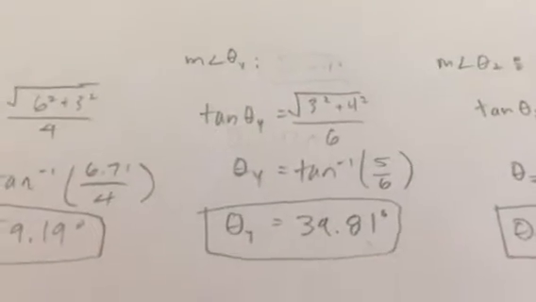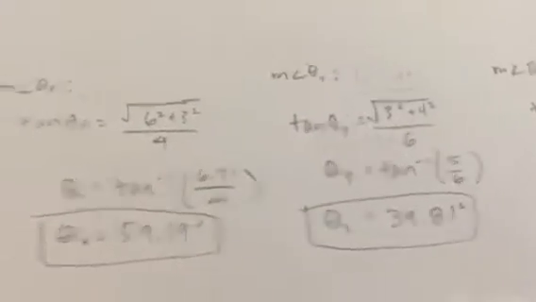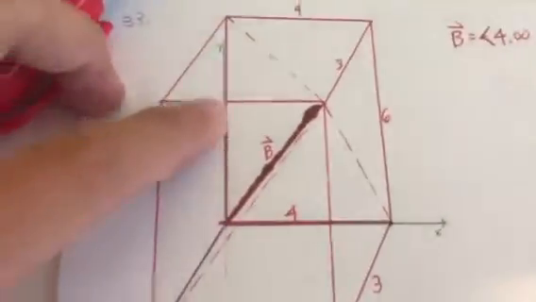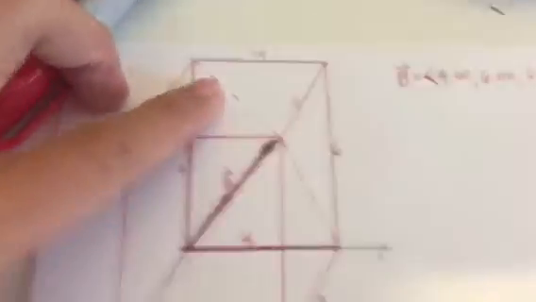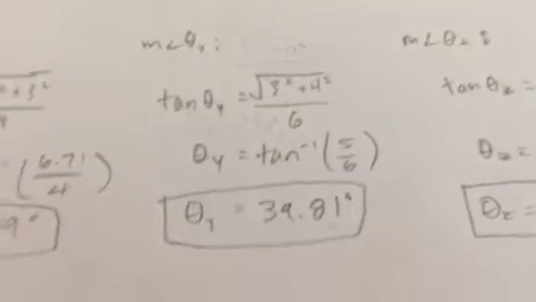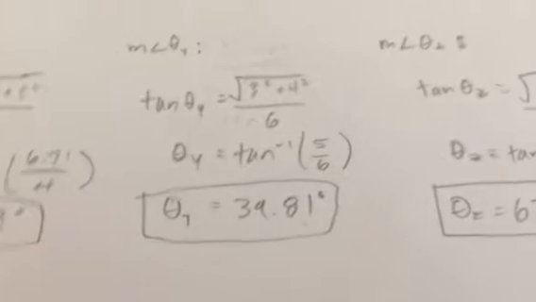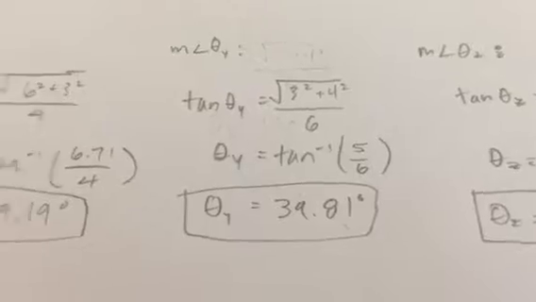So now if we move on to the measure that it forms with the y-axis, once again we use tangent theta, and tangent theta equals opposite over adjacent. So the opposite of the right triangle that it forms with the y-axis is this diagonal right here. So square root of 3 squared plus 4 squared. And then the adjacent would be this y component, which is 6. So that's where we got tan theta y equals square root of 3 squared plus 4 squared over 6. And once we solve that all out, the measure of angle theta y equals 39.81 degrees.